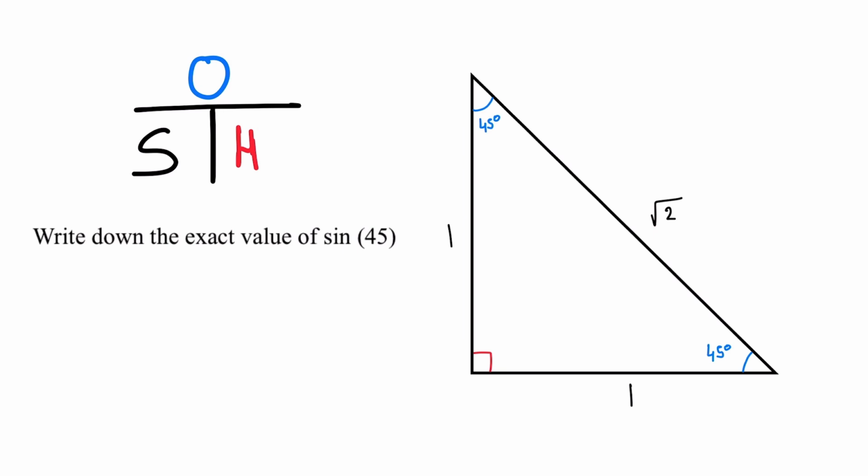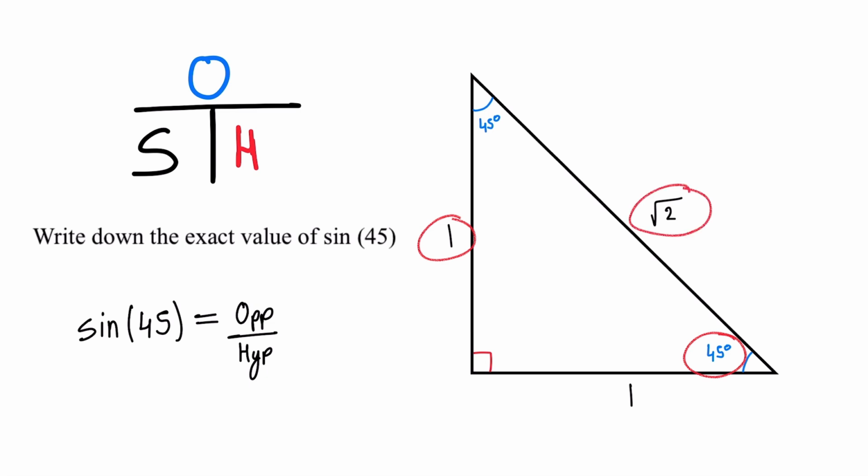Write down the exact value of sine 45. So that means you have to use this formula here, where sine theta will give you opposite over hypotenuse, and we have then our triangle that I just showed you. So sine 45 is equal to opposite over hypotenuse. That's the 45-degree angle. You can use either of them, and that's your opposite, that's your hypotenuse. So sine 45 will give you 1 over root 2. That's your exact trig value.